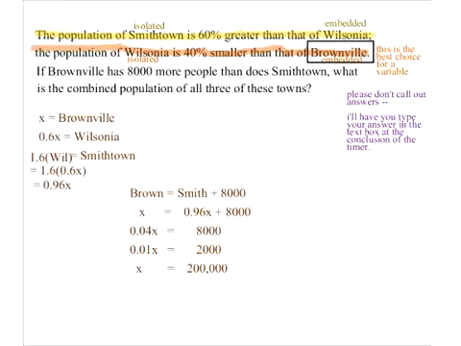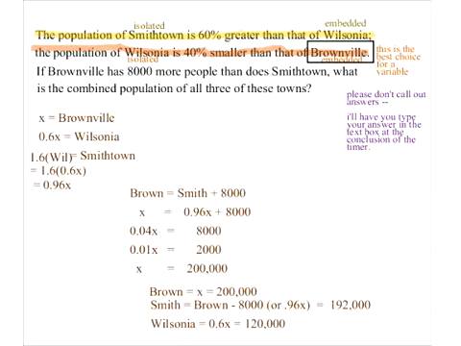So then you have Brownville is X, which is 200,000. Smithtown, you could just take away 8,000 people. So it could be Brown minus 8,000, or you could do 0.96x. Either way, you get 192,000. And then Wilsonia is 0.6x, which is 120,000. So the total of all of this is going to be 512,000 people.